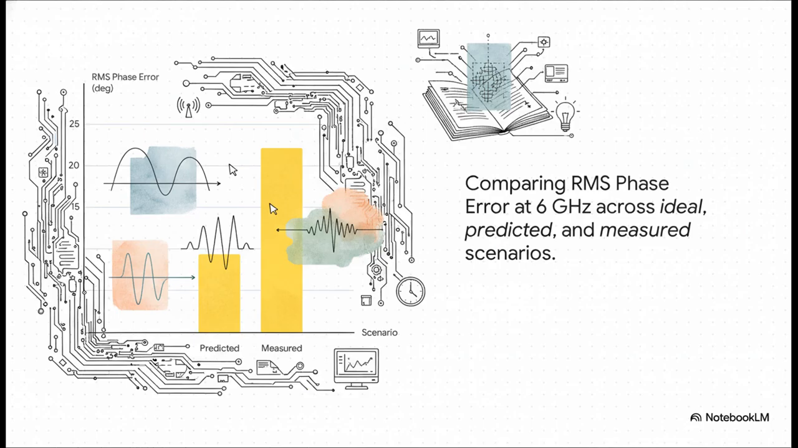For example, we can now easily compare different scenarios. Here, we're looking at the phase error at 6 gigahertz. We can simulate the ideal performance, compare it to the predicted performance described in the paper, and even model the measured results, which had a much higher error. This kind of analysis is now literally just a few clicks away.